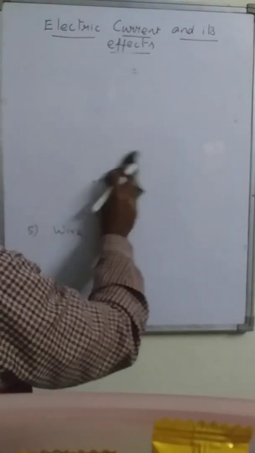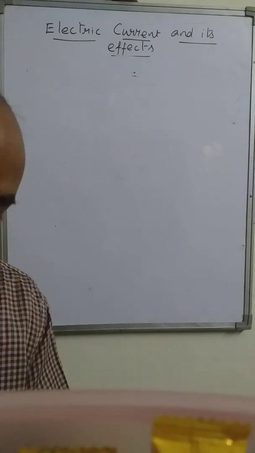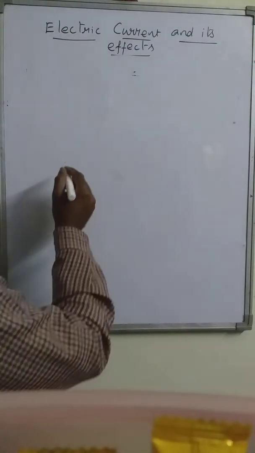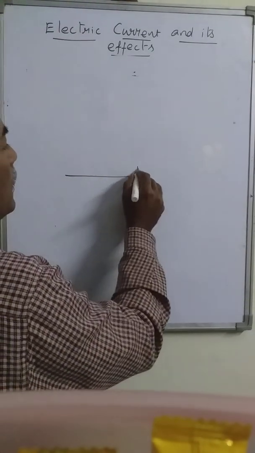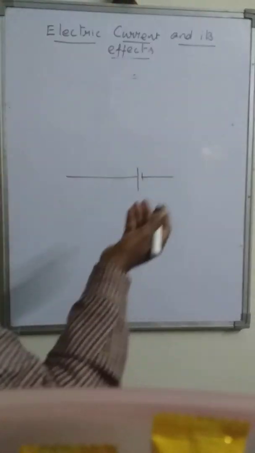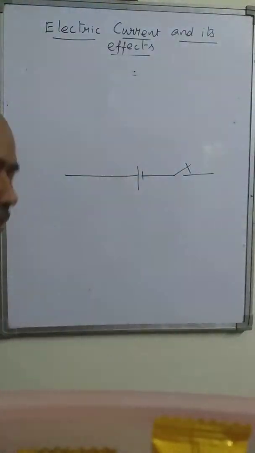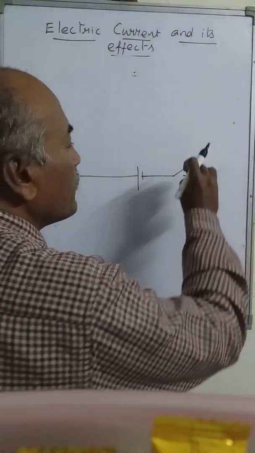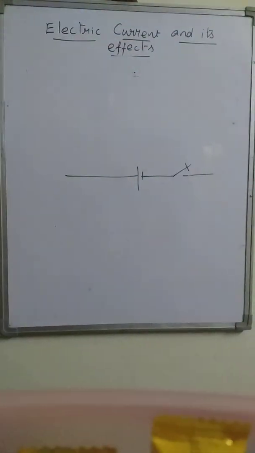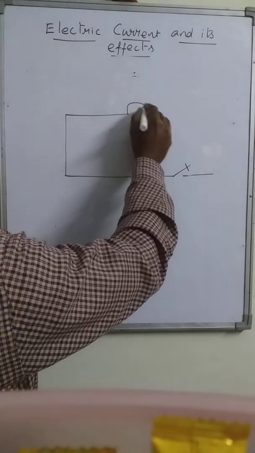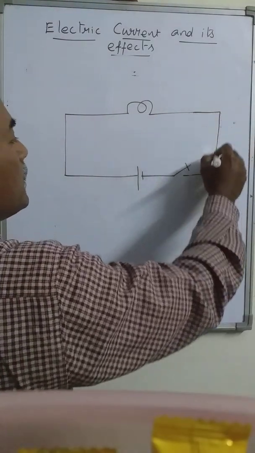then obviously the electric current flows through the path. Suppose we use these three components. There is a cell, right? And one switch. Now the switch is in the off position. It is open, so no current will flow through it. And then the bulb. The bulb is connected, right?